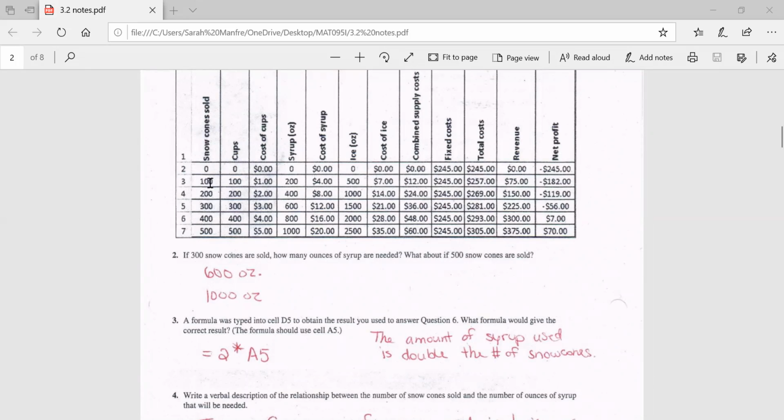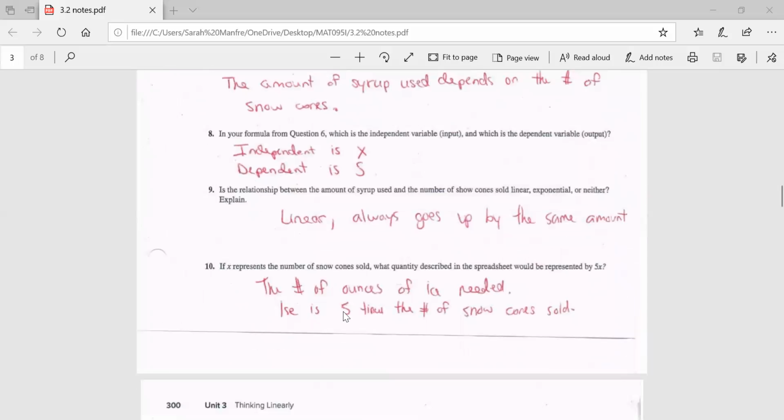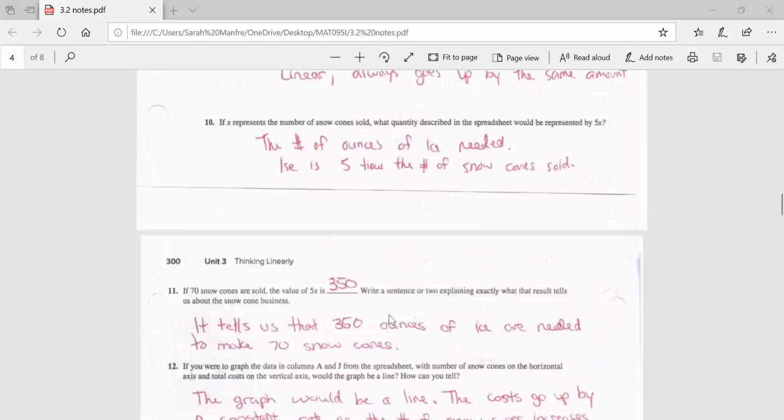Well, 100 times 5 would be 500. 200 times 5 would be 1,000. 300 times 5 would be 1,500. So if you look, the ice has the numbers that we're looking for, which is where I got this from, the number of ounces of ice needed, because ice is 5 times the number of snow cones sold. Okay, so a lot of this is going right back up to that spreadsheet.